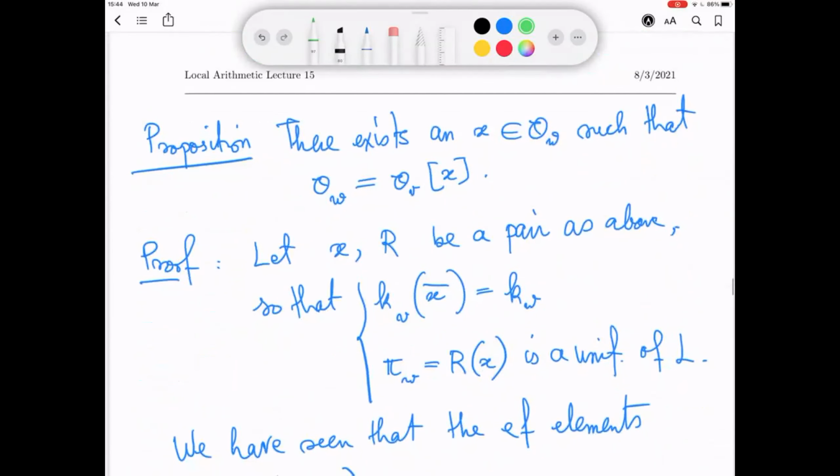Okay, so the next proposition says that there is an X in OW such that this ring OW is OV adjoined X. I mean, every element of OW is a polynomial in X with coefficients in OV. Of course, it's not the same as the polynomial ring, because this X might satisfy some polynomial equation, but anyway, it generates OW as an OV algebra. That is the proposition.